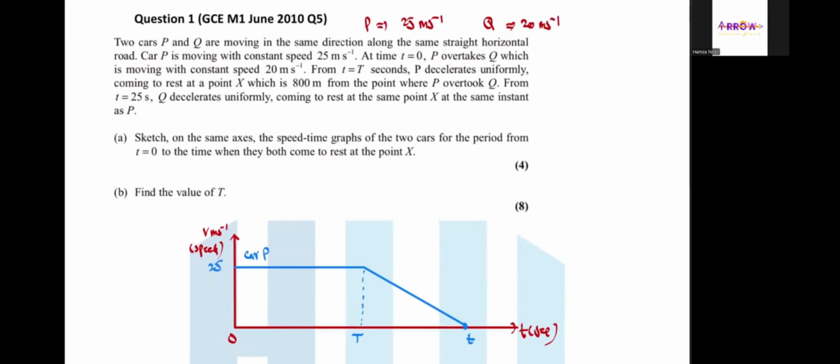And then we have car Q, which is moving with a constant speed of 20 meter per second. Obviously, this speed is less than 25, and it basically moves with constant speed, 20 meter per second. But from t equals 25 seconds, the speed of car Q decreases constantly, coming to rest at the same point x at the same instant as P. So basically, car Q starts to decelerate from t equals 25 seconds.